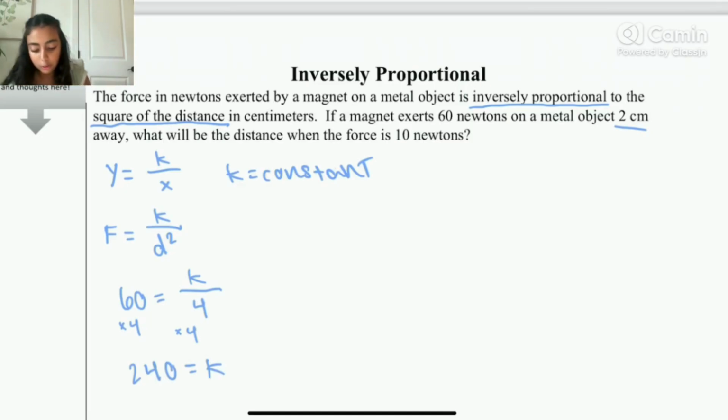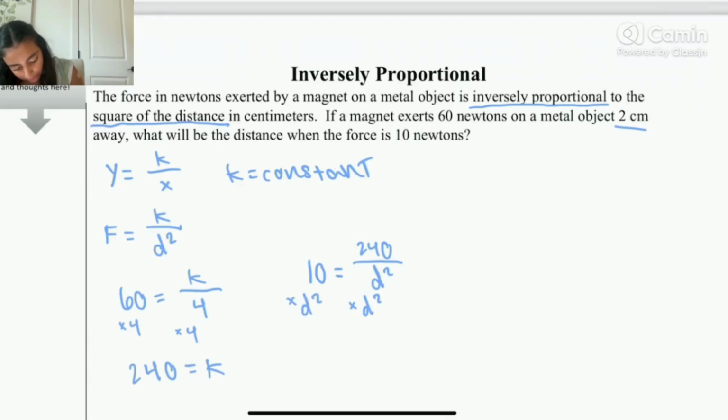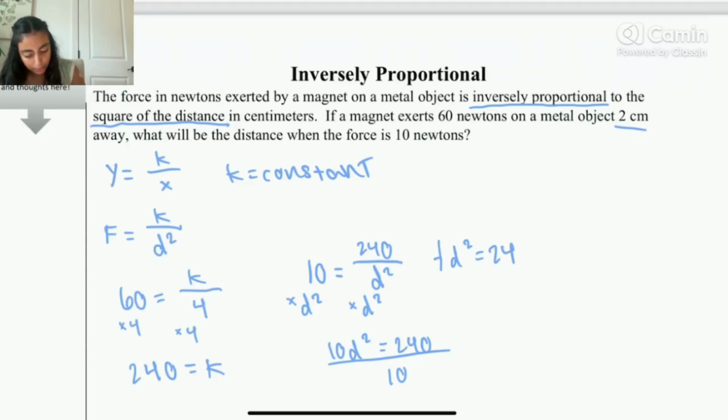So now we can find what our distance will be when the force is 10 newtons. Force is 10, our k is 240, and we're looking for our distance squared. First we multiply both sides by distance squared, so it's 10d squared equals 240. Then divide both sides by 10. So now d squared equals 24, and we just take the square root of that. You can either plug that into your calculator and get a decimal, or just leave it like that. I'm going to leave it like that. So our distance is the square root of 24 centimeters away. And that is your answer.